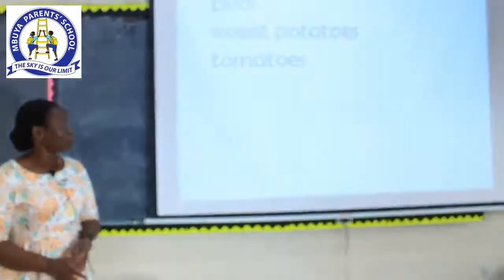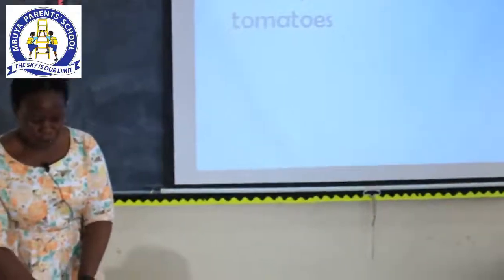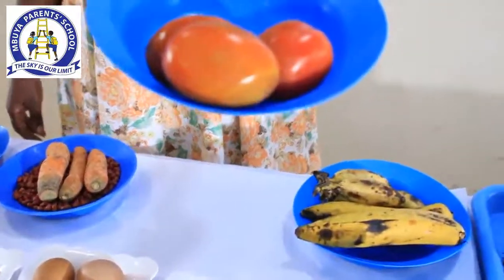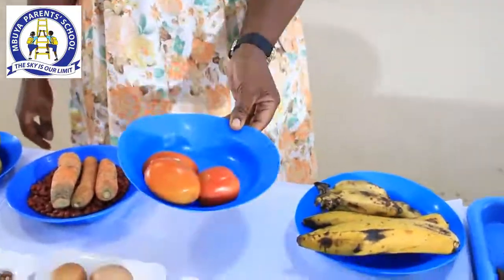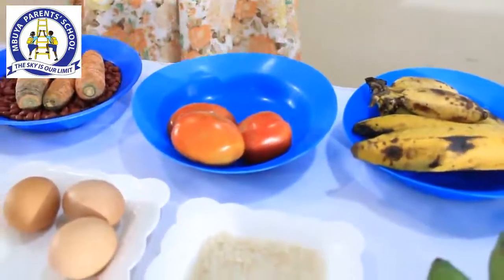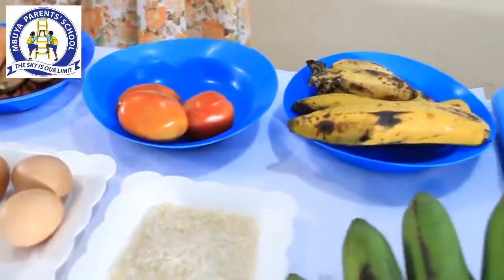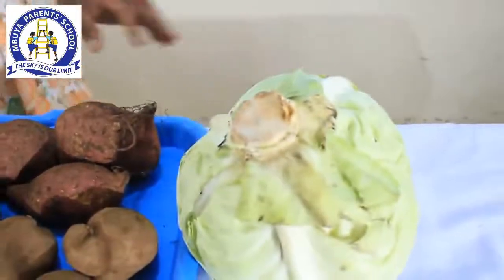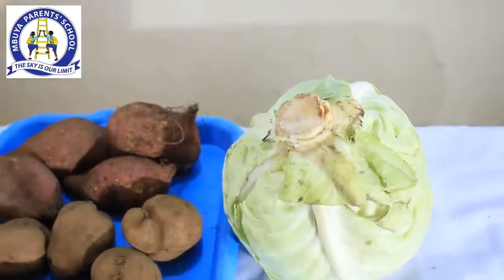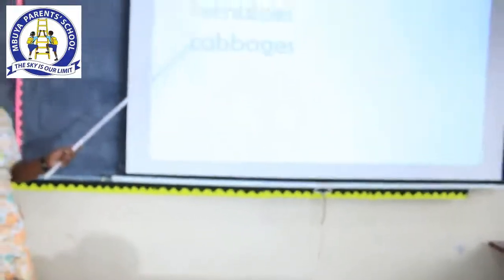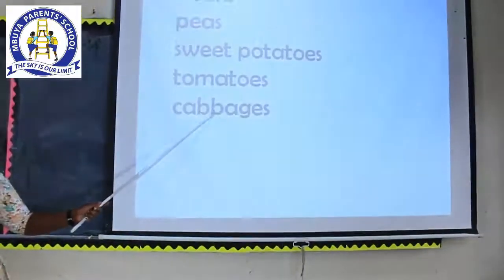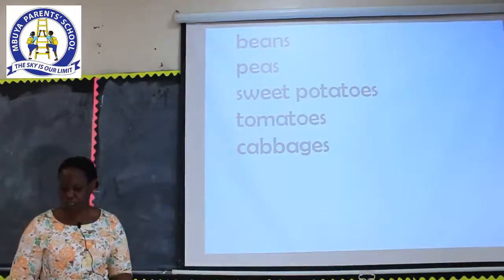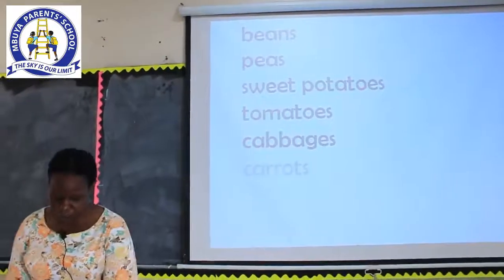We have the word tomatoes. Tomatoes. Say it again. Tomatoes. Good. Let's move on to the next word. Cabbages. The cabbage is here. Let's spell the word cabbages, children. Cabbages. C-A-B-B-A-G-E-S. Cabbages. Very good. Let's move on to the next one.